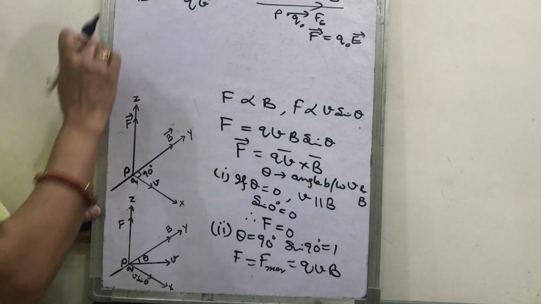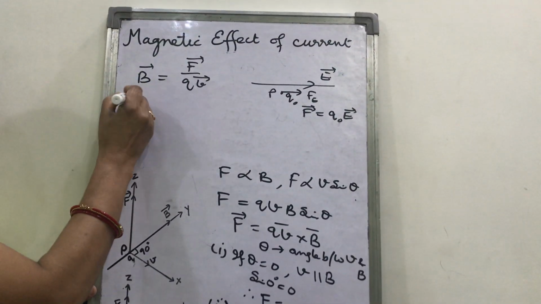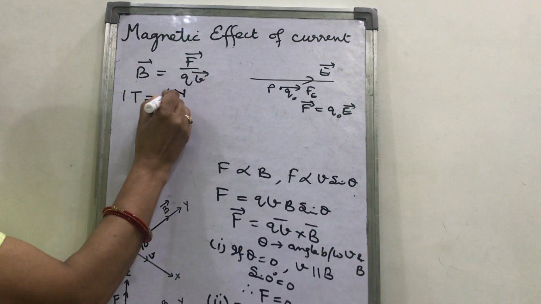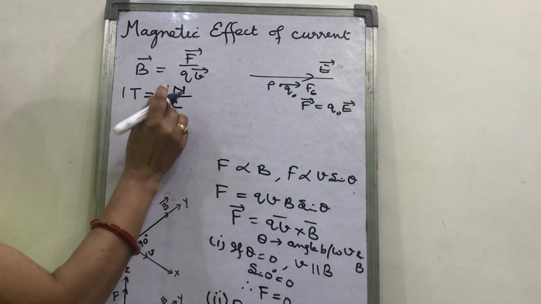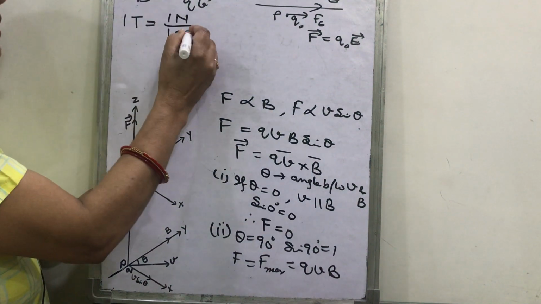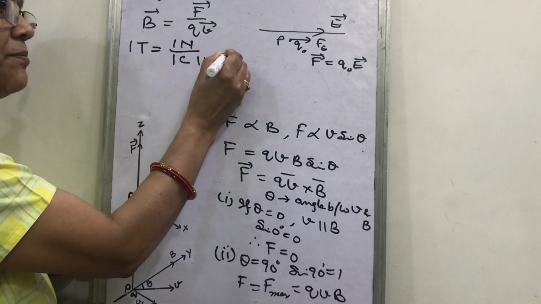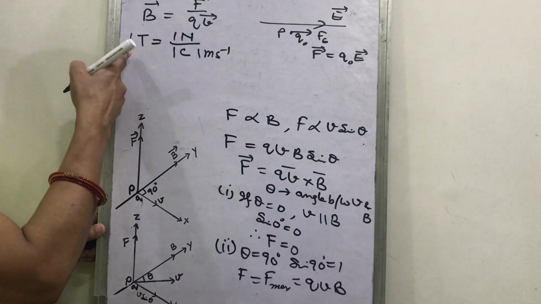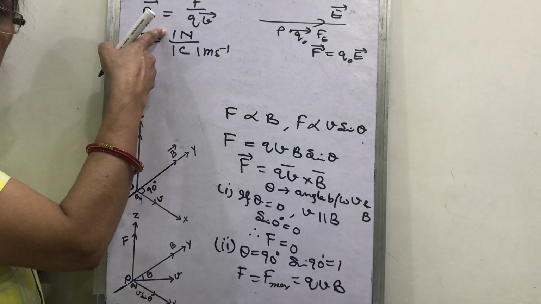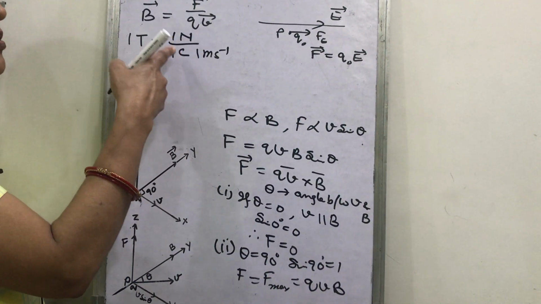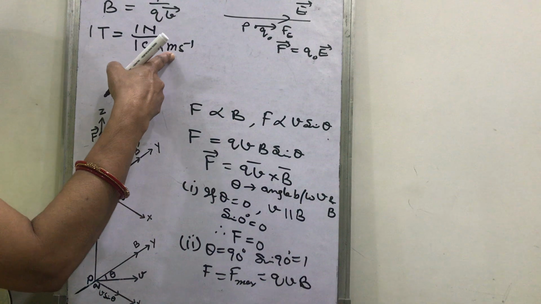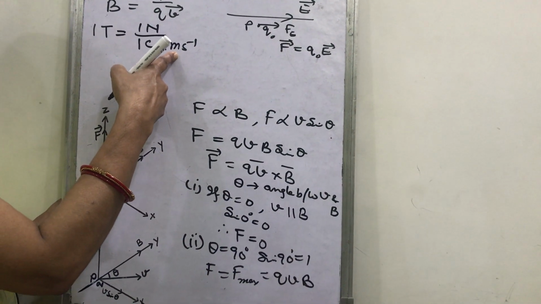Look here, how the magnetic field has been defined. If its unit is 1 Tesla, then the force experienced by a 1 Coulomb charge is 1 Newton when it moves perpendicular to the magnetic field with a speed of 1 meter per second. I am saying again, 1 Tesla is that magnetic field in which a 1 Coulomb charge experiences a force of 1 Newton in a direction perpendicular to both its velocity and the magnetic field, and its speed is 1 meter per second.